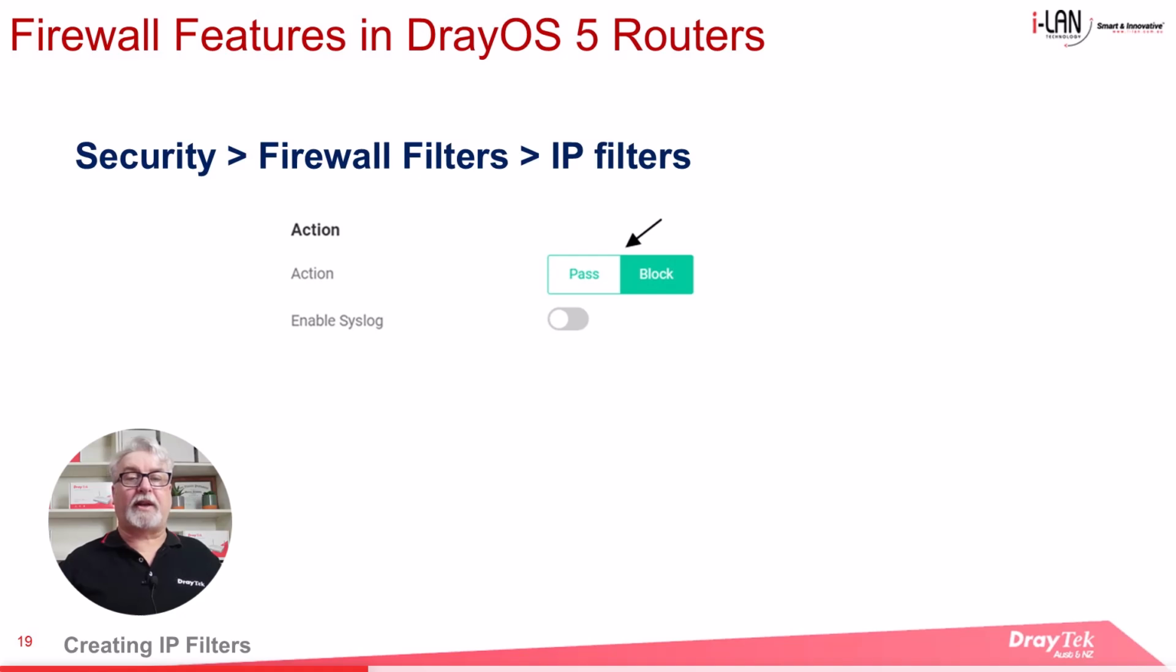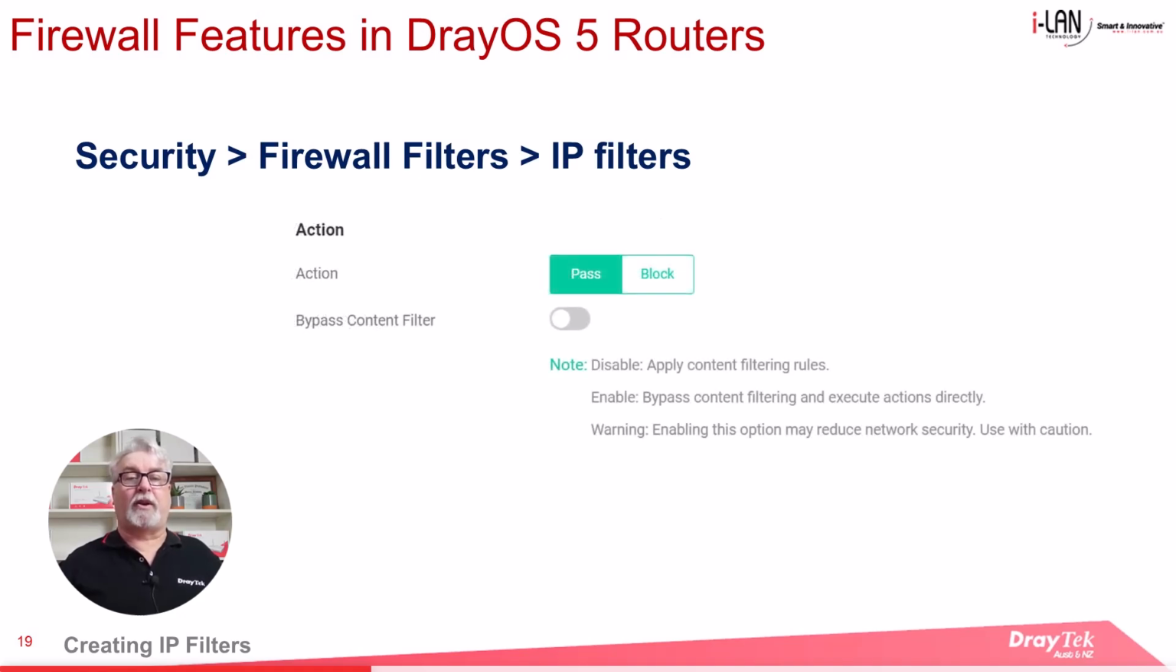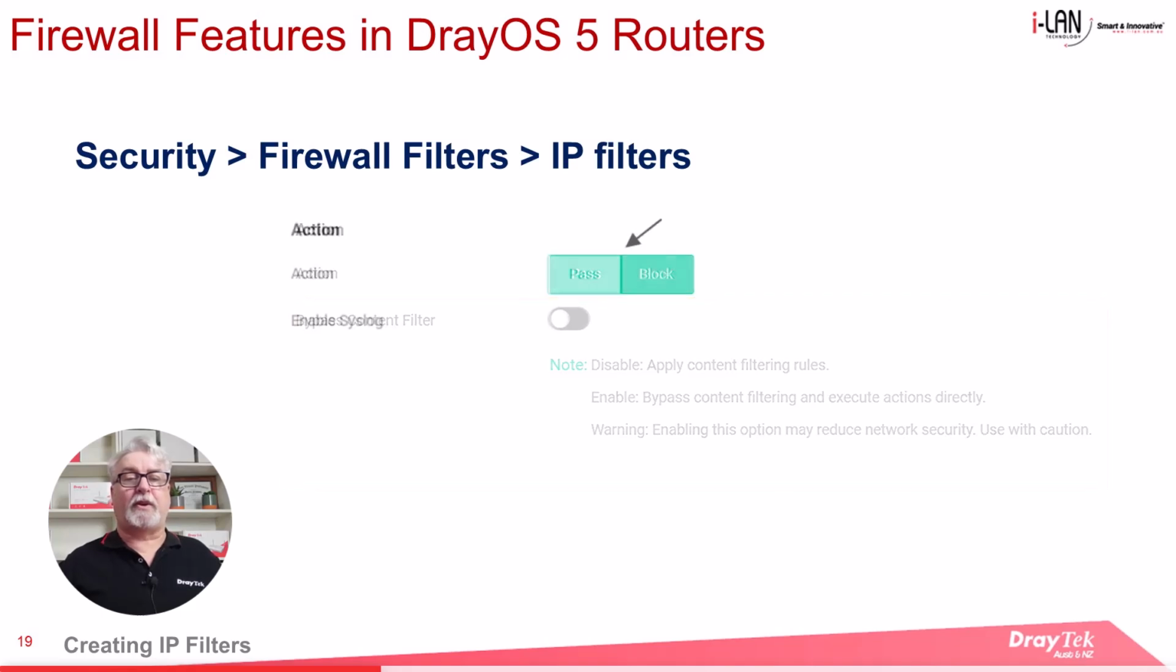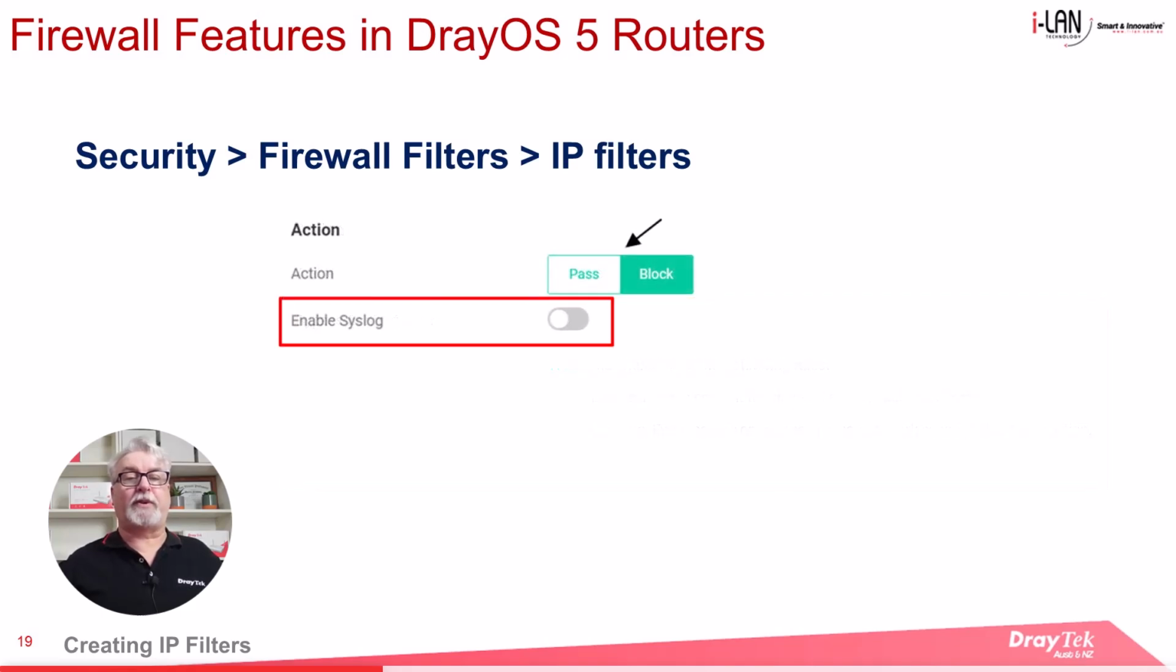Under action, you can select either pass or block the packets. To allow the packet to pass, an additional option called bypass content filter can be enabled. If enabled, the packet will bypass content filtering and execute actions directly. If disabled, the packet will go to your content filtering rules next. You can also enable syslog for the IP filters, which can help in monitoring and troubleshooting.